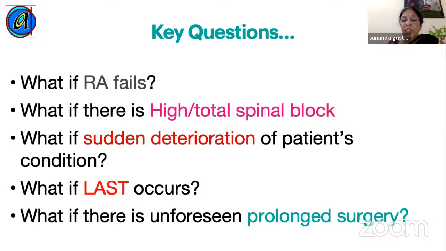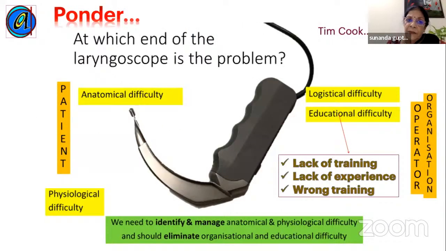There is sudden deterioration of the patient's condition. What if labor develops? What if there is hemorrhage and there is prolongation of the surgery? Now, these questions you need to answer before you decide on going in for regional anesthesia.